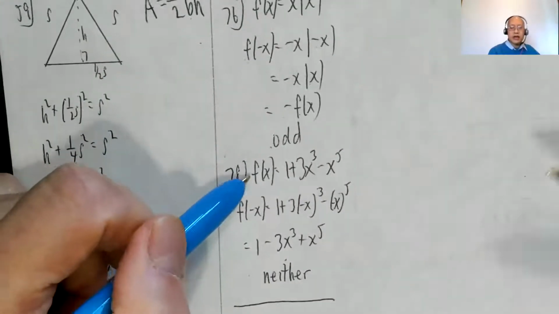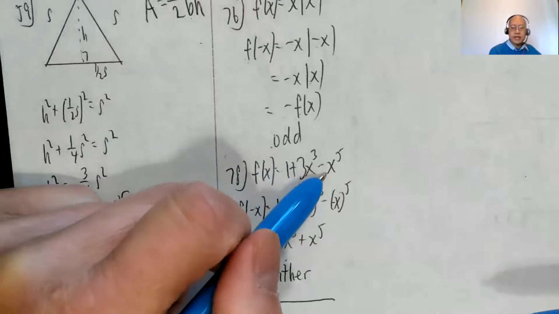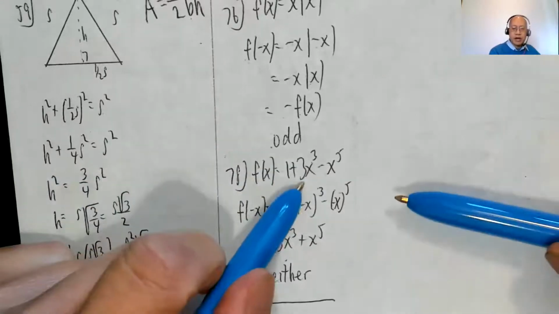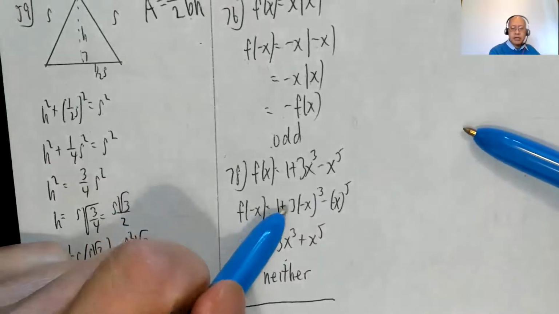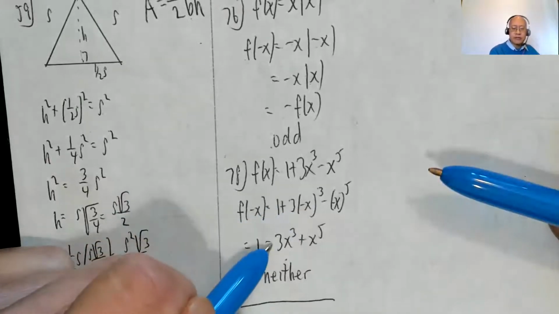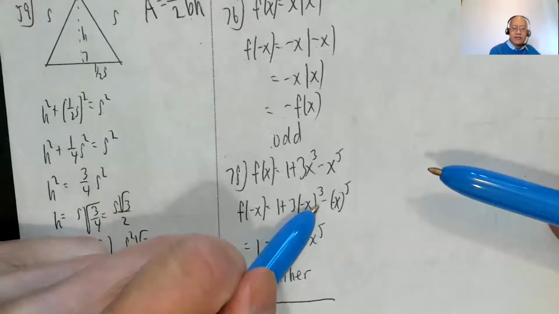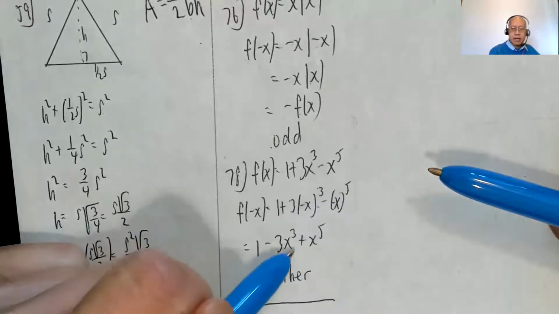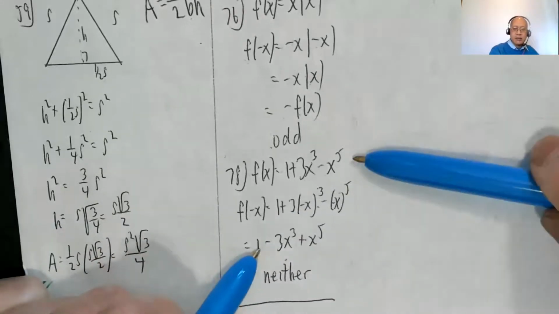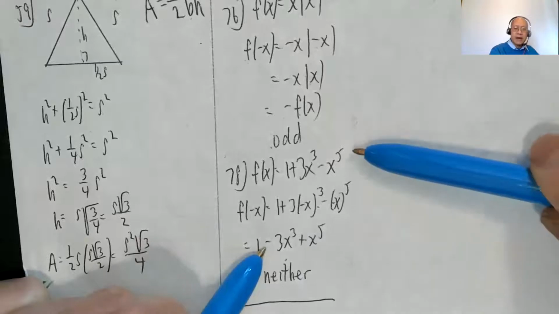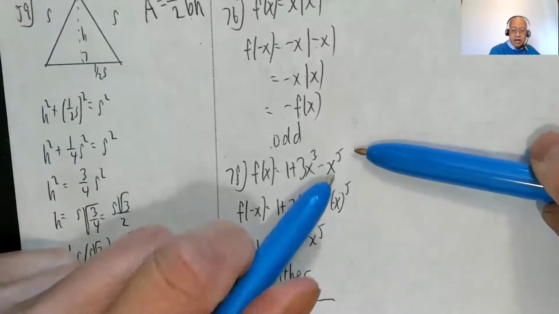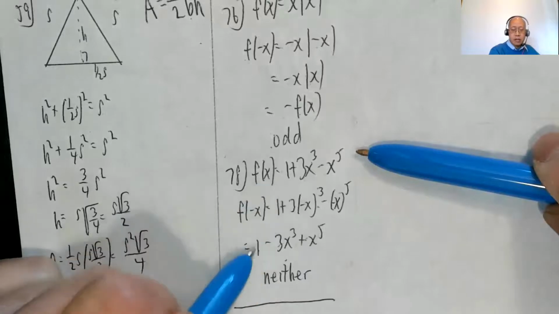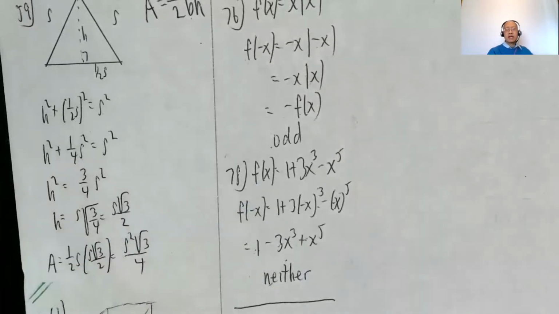And finally, 78, f of x is 1 plus 3x cubed minus x to the 5th. f of negative x, I put a negative x there, negative x there. That gives me 1 plus 3 times negative x cubed, so negative 3x cubed. And then negative x to the 5th, that's going to be plus x to the 5th. Okay, is this the same as this? No. Is this the opposite of this? No, they're not quite opposites. That changed sign, but the 1 stays the same. So they're not opposites. So 78 is neither. So this was section 1.1.